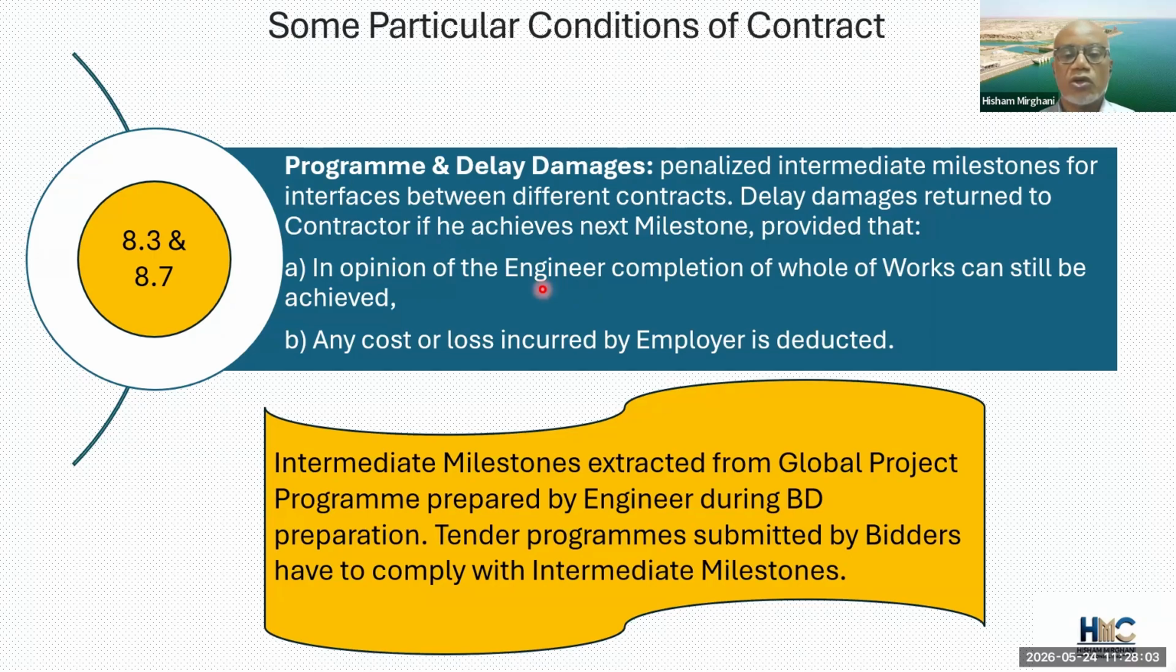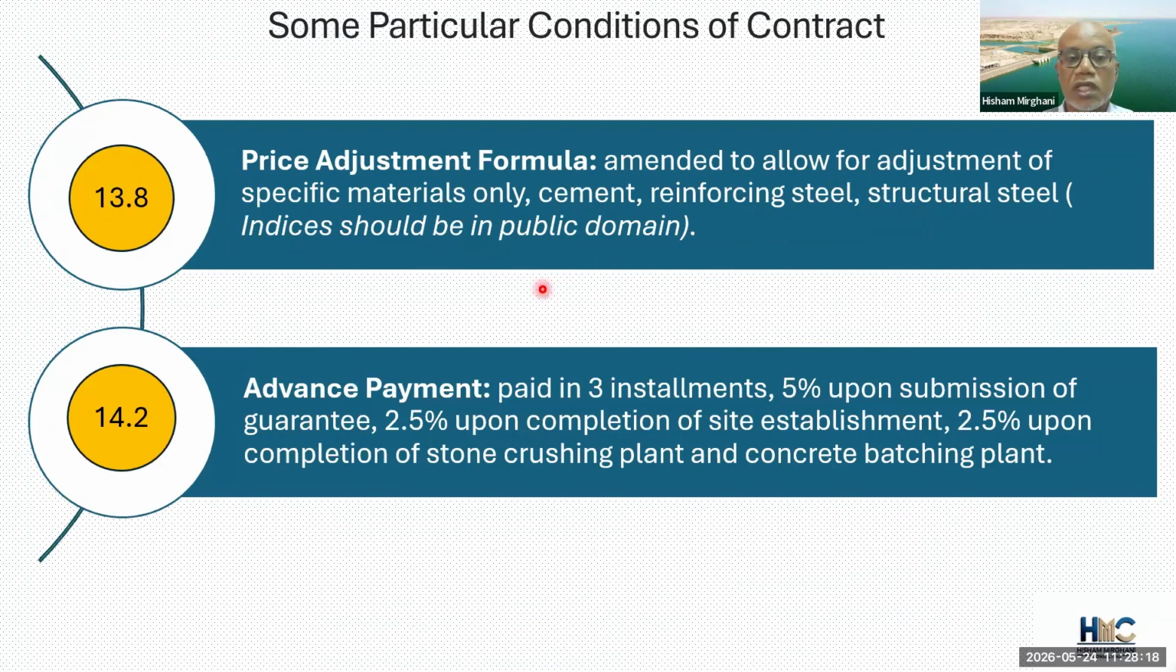And secondly, any cost or loss incurred by the employer is deducted, meaning if there's any claim from the other contractor, if the other contractor was ready and he was delayed, then there could be a claim on the contractor, and that would be deducted from the contractor that caused that delay. Another clause in the particular conditions was the price adjustment formula.